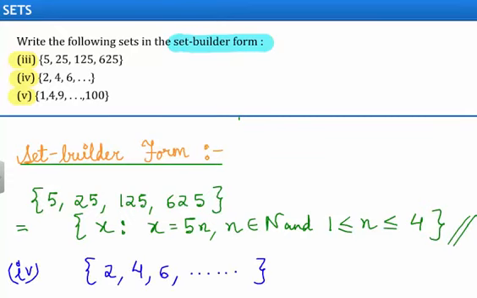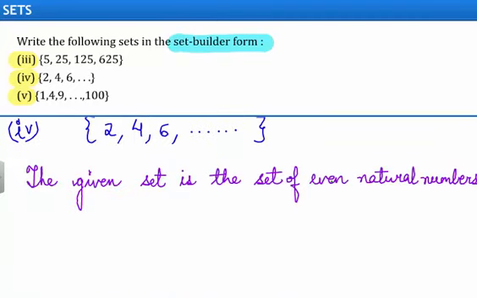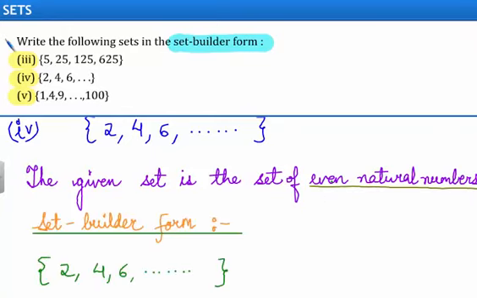Here we have the set given in the fourth part of the question. Now, this is clear that it is a set of even natural numbers. So we can say that the given set is the set of even natural numbers. Hence, we can write the given set in the set builder form as x is such that x is an even natural number. So this completes the fourth part of the question.